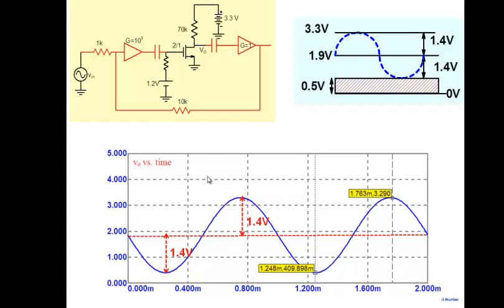Now, recall what is happening here. My overall amplifier has a gain of how much? 10 to the power 4. But this inverting amplifier that I've built has how much gain? 10. So now, the open loop gain is 10 to the power 4. Closed loop gain is 10. You're reducing it by a factor of 1000.